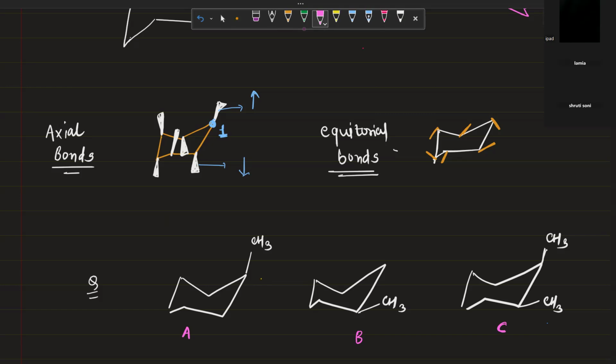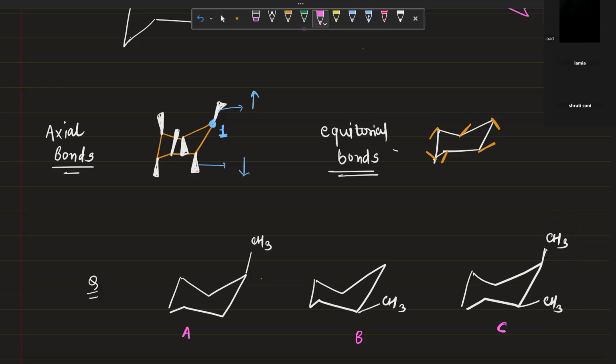Yes, absolutely, it is axial. Then in the second case? Equatorial. And the third one? Both. Top axial, and then here equatorial. Absolutely. So now do you understand how we identify axial and equatorial bonds? Yes. Good. So which one is more stable, axial or equatorial bonds?